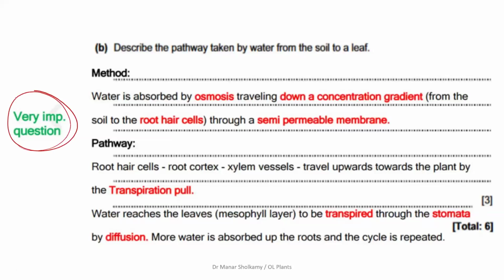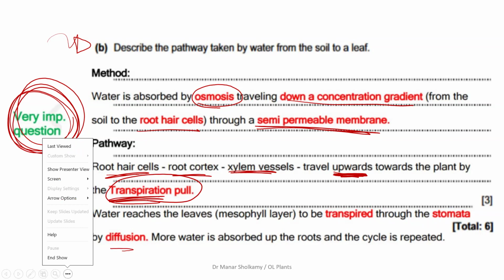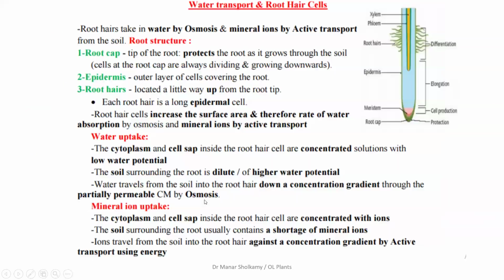Okay, now this question here, very important. I wrote it here in your notes. I think this is year 9 notes. In this lesson, year 9 and year 10 notes, both of them are important. Anything in red, this means it's a keyword. Osmosis down a concentration gradient from the soil to the root hair cells through a semi-permeable membrane. See, it's in red. Root hair cells, cortex, and then the xylem, and then it will go up, up, up, only up. By the transpiration pull. And then we will discuss diffusion in a minute. Just be patient. Good. If you have any questions, please stop me.